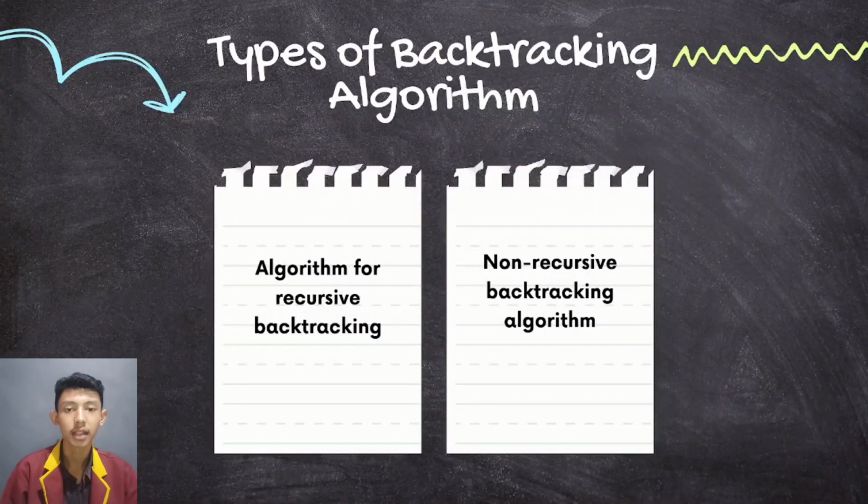And the last material is the types of backtracking algorithm. The first is the recursive backtracking algorithm, and the second is the non-recursive backtracking algorithm.